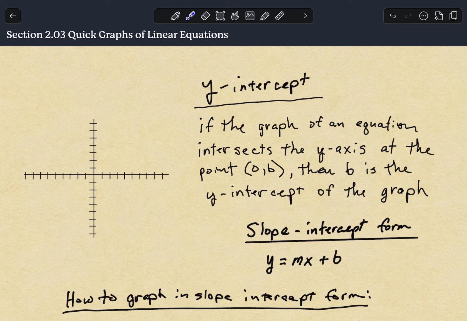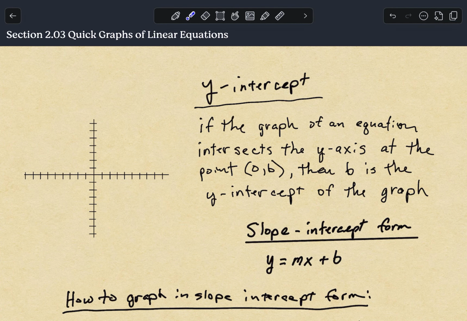When you find the y-intercept, for example, let's say b equals 5, we would go 1, 2, 3, 4, 5, and that would be right there. That's the y-intercept. That's where the line passes through the y-axis. This is the y-axis right here, and when a line passes through it, that point is called the y-intercept.